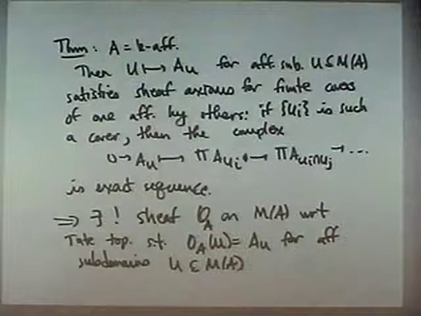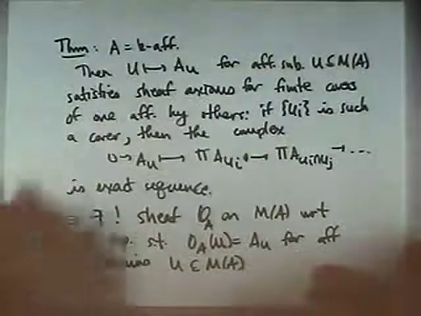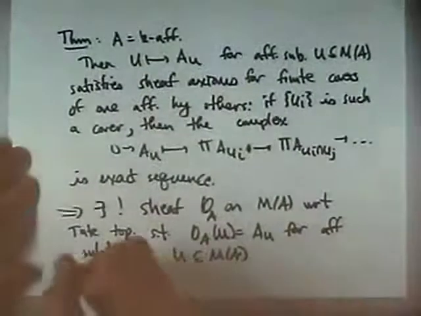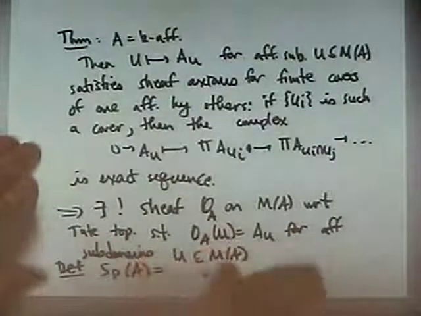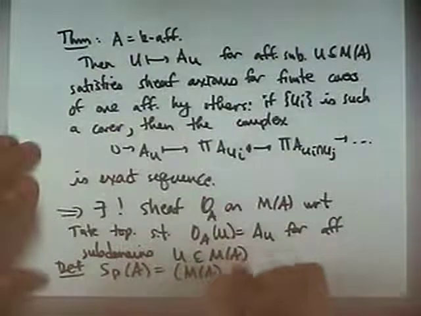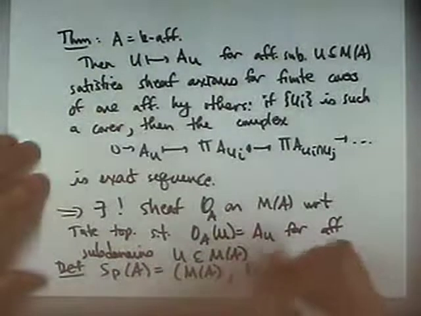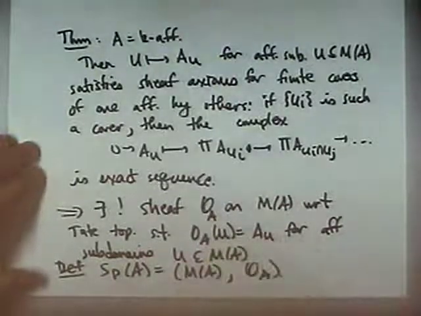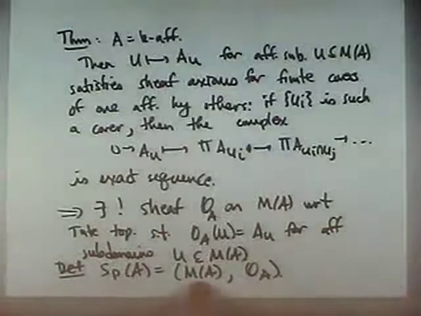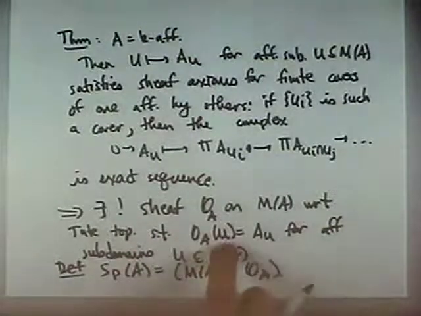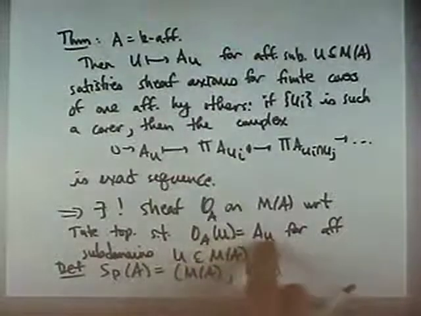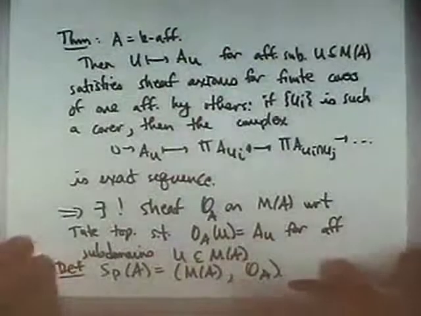Okay, so that said, now we can sort of try to globalize this notion. Let me just tack in the definition. The Sp of A will be the space consisting of the pair M of A together with this sheaf for its Tate topology. Okay, this is a Grothendieck topologized space, whatever that means, together with this nice sheaf of rings that, at least on the affinoid subdomains, is just given by the coordinate ring. Okay, so now I can tell you the global notion.